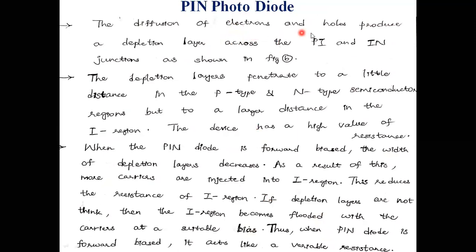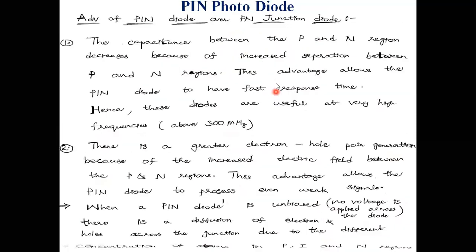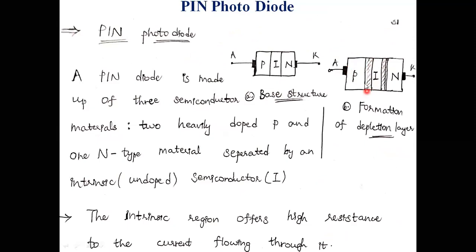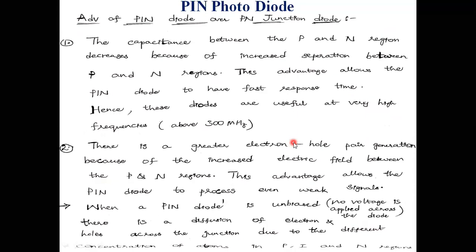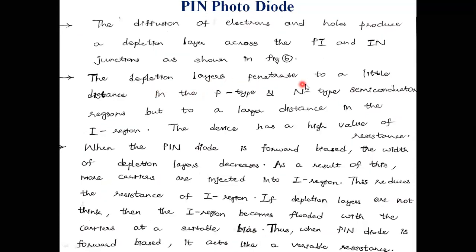The diffusion of electrons and holes produces a depletion layer or region across the P-I and I-N junctions as shown in the figure. The depletion layers penetrate to a little distance in the P side and N side, but to a large distance in the I region. Large distance will be the penetration.